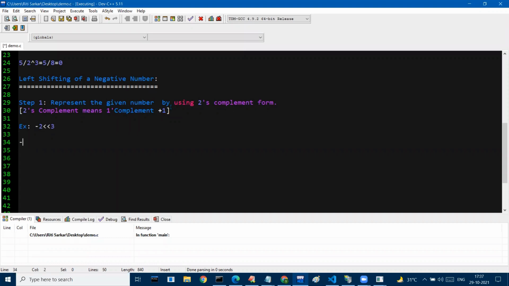So what we are going to do here, first -2. How to represent -2? Forget about -2 for now. First think about how you represent 2. Yes, 2 is 1, 0.